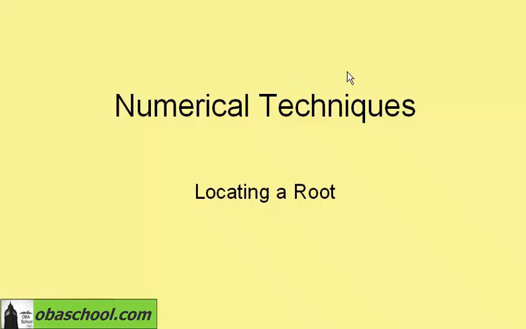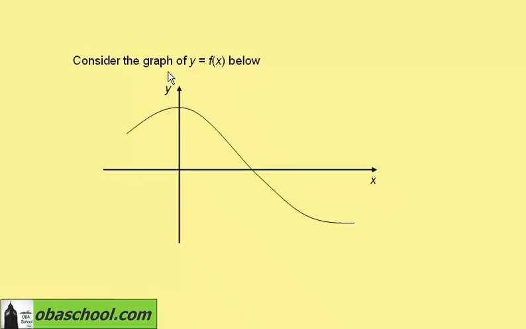In this section, we're going to look at numerical techniques for locating a root of an equation. Consider the graph of y equals f of x below. We're interested in solving the equation f of x is equal to 0. The x-axis is the line y equals 0, so we're interested in the point where the curve crosses the x-axis. This gives us a root of our equation. So we can see there is a root here at x equals alpha.